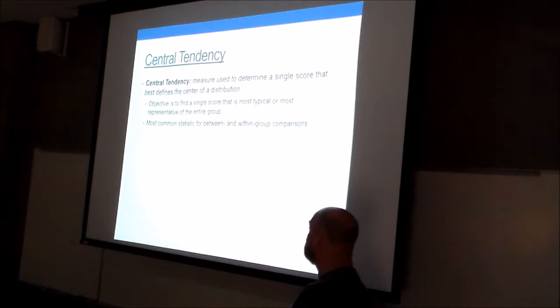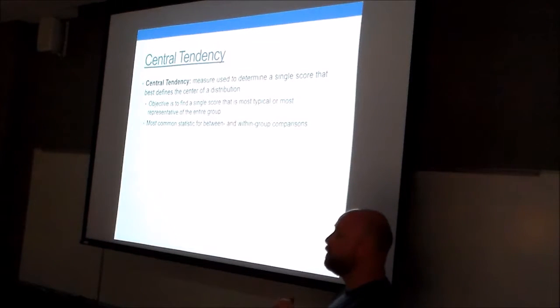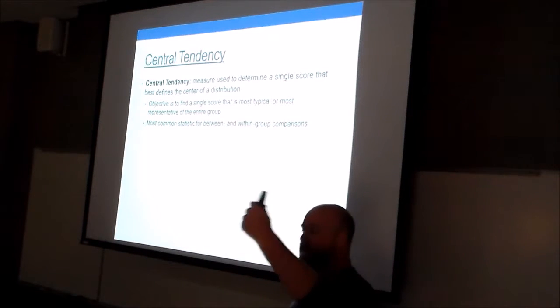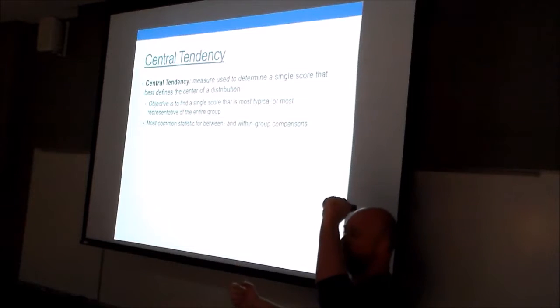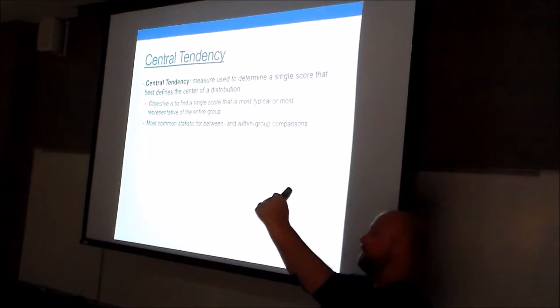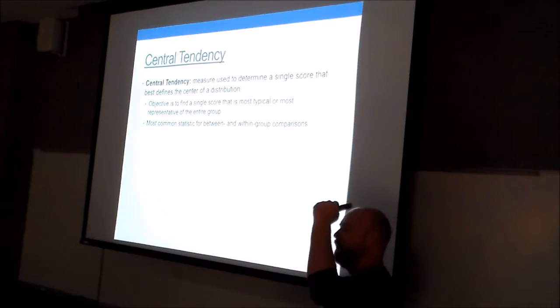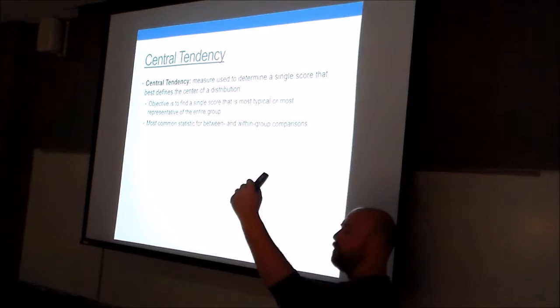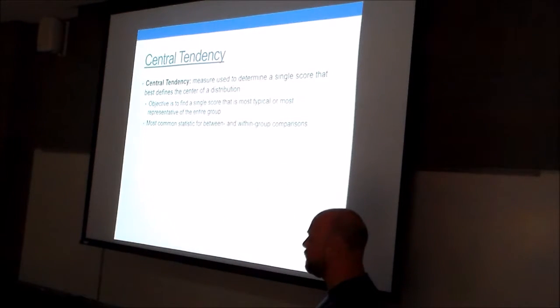This starts to become important. This is our common statistic. This is the marker we're going to use for our between and within group comparisons. So I've got group this, and I've got group this. What I want to say is, what's the most representative score for this group? What's the most representative score for this group? And do I have enough data or evidence to say that the best score or most representative score for this group is different than the most representative score for this group?